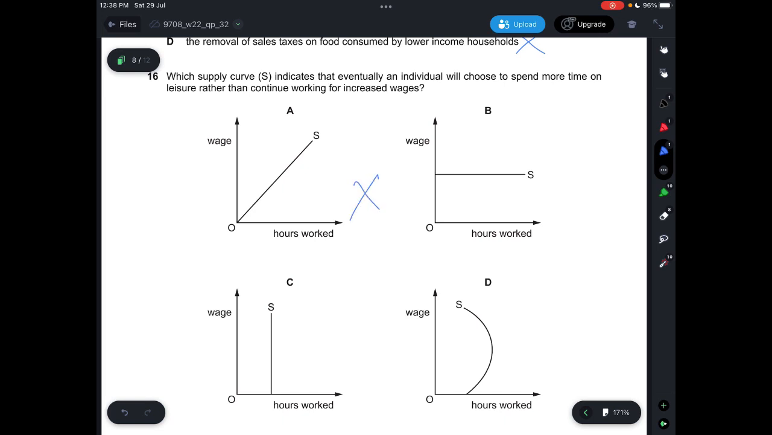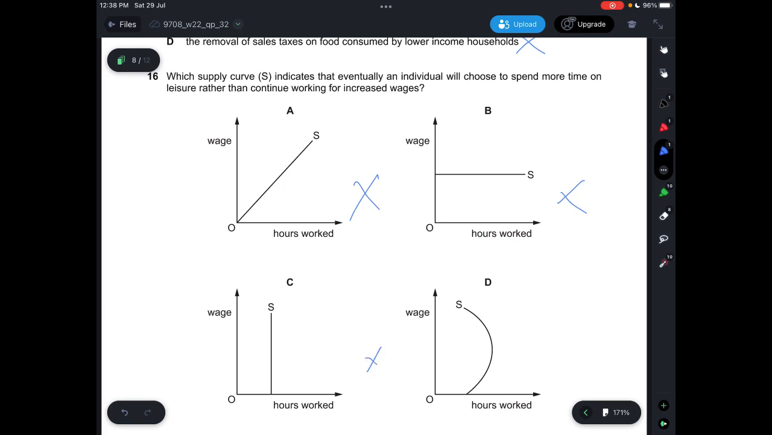B, you can see that regardless of how many hours the person works, the wage is still the same, and there's no dip in the hours worked, no going back or anything like this. So B is incorrect. And C, no matter the wage, the person was willing to work that particular number of hours, so C is incorrect.